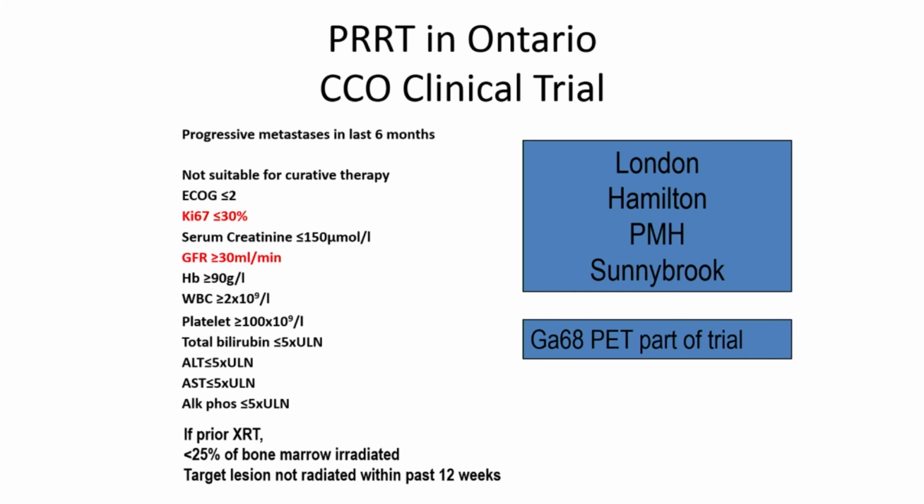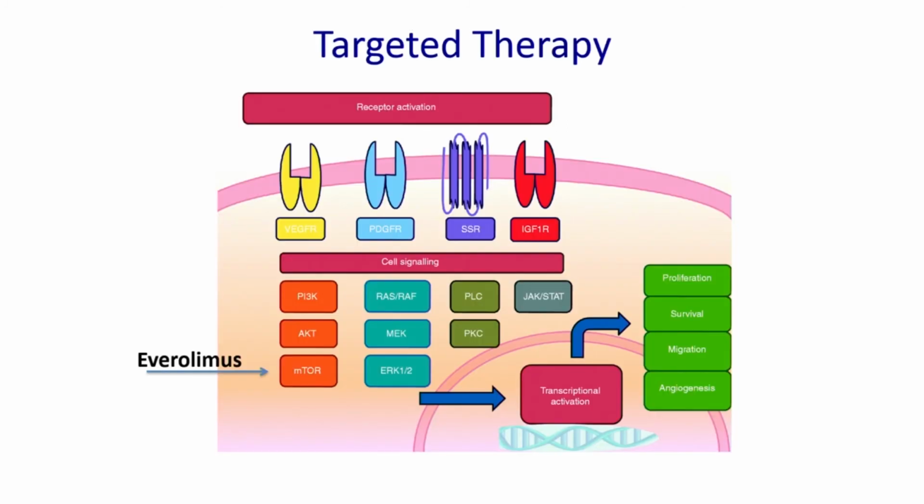And just for those of you who may have patients, I listed the inclusion criteria there because I think this is a very meaningful option for our patients to access. So what about targeted therapy? So I know you may have had other talks at this conference and previous talks about targeted therapy, and you've heard, of course, about everolimus. It's widely approved in other types of tumors. It's an mTOR inhibitor.